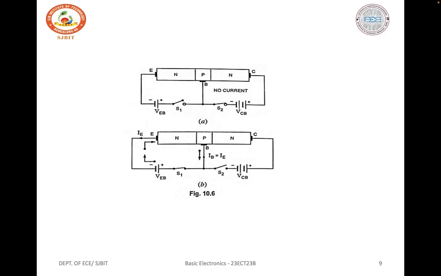So all BJTs, may be NPN or PNP, are normally operated with the collector base junction reverse biased and the base emitter junction forward biased. In the case of a switching transistor, the collector base junction may become forward biased by approximately 0.5 volts. Also, in transistor switching circuits, the base emitter junction can become reverse biased.